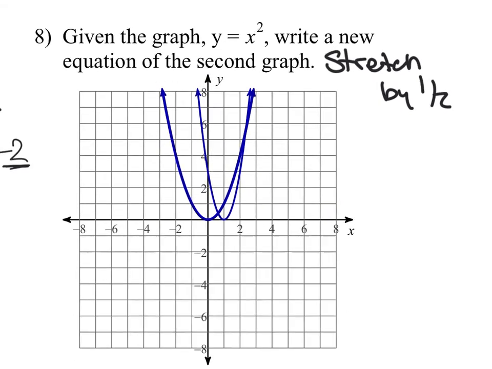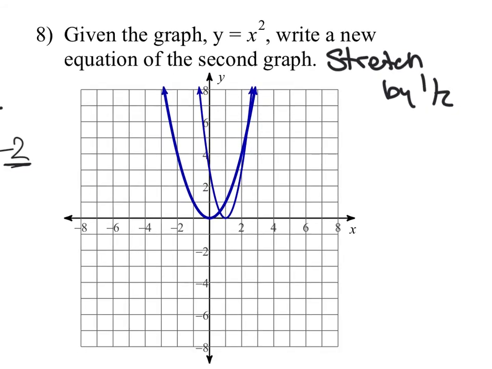Okay, we didn't go up or down, so there's still positive. It was stretched by a factor of 1/2, and we did go to the right 1, and we didn't go up or down, did we? So this becomes x, and it's plus 1, so this becomes x minus 1 squared. We didn't change up or down, so we stay the same.